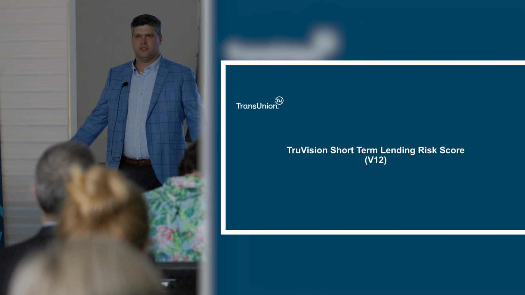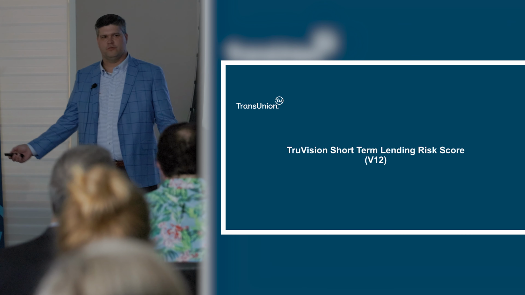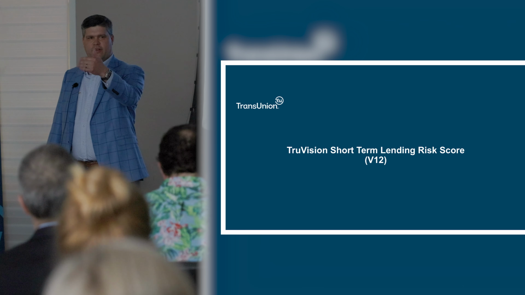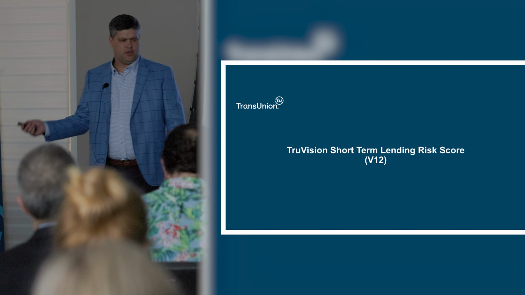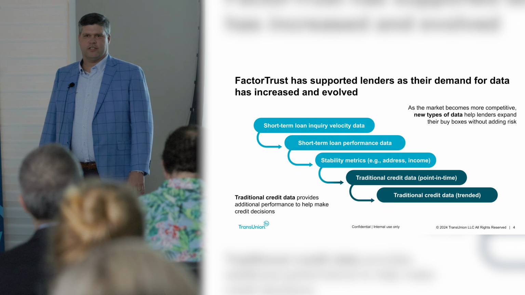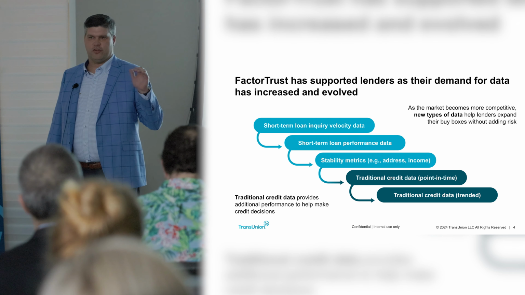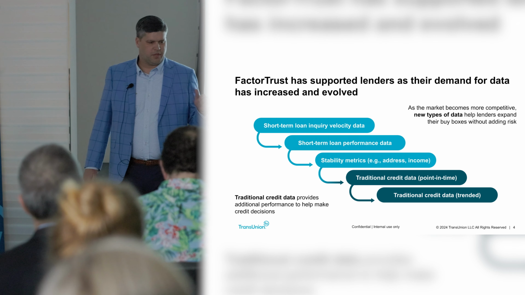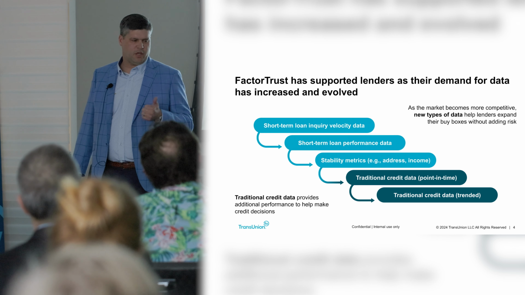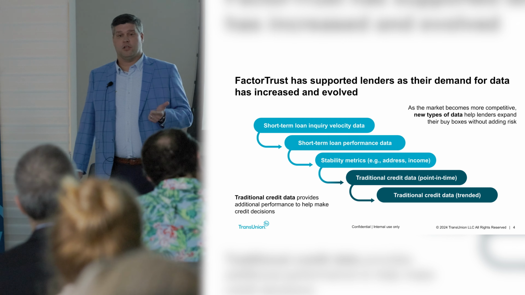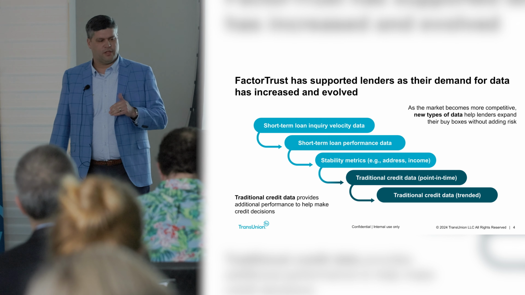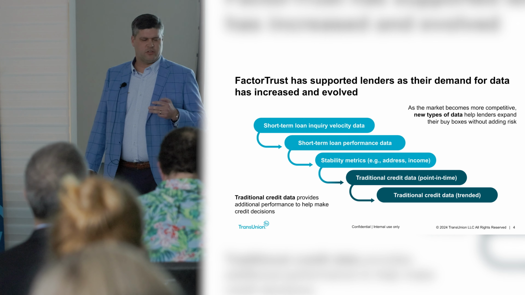First one is version 12 of our scorecard. Since I've been at Factor Trust for 14 years, about every 18 months we revalidate our scorecards. This is the 12th generation. This is the data that's incorporated in there, and it should not be a shocker for anybody. First, we have inquiry and velocity data, which comes in from the applications that come into our database. Then loan performance. Loan performance is indicative of how a consumer is going to perform in the future, is how they've performed in the past. And lastly, their stability metrics.